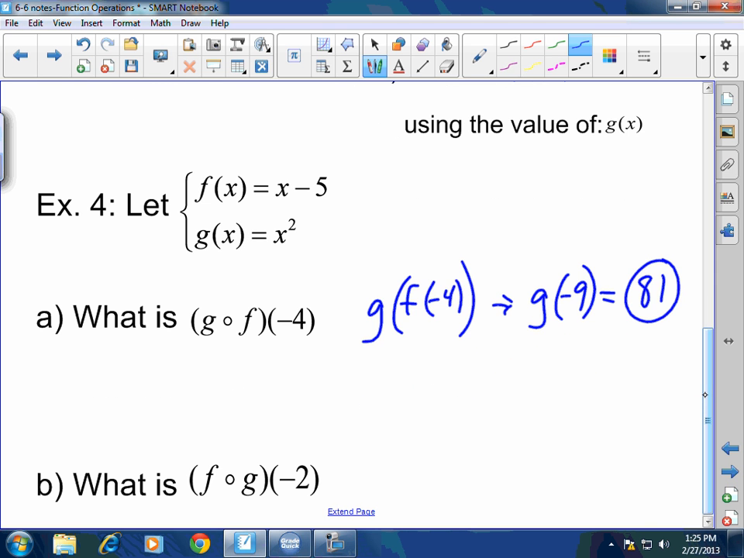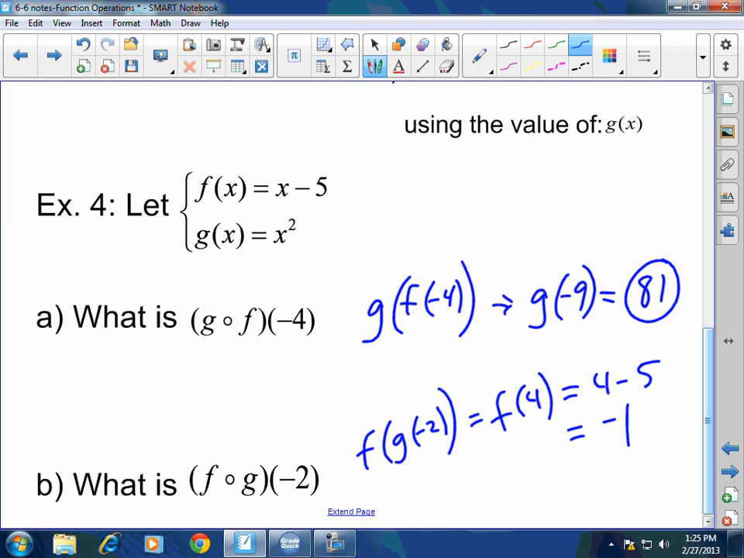Not that bad. What if I wanted to do fog of negative 2? Fog of negative 2 is f of g of negative 2. What's g of negative 2? No, g of negative 2 is 4. So then you have f of 4, which is going to be 4 minus 5, which will be negative 1. Does that make sense? Yes.